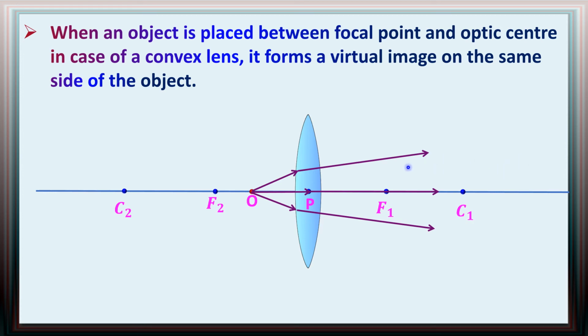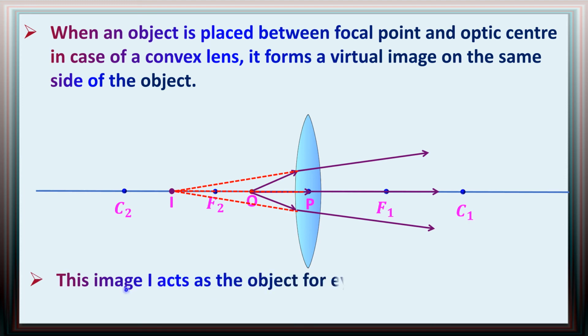Then what you have to do? We have to extend all the refracted rays backwards, and wherever these extended refracted rays meet, at that point the image will be formed. So let us extend these three refracted rays backwards. The extensions of these three refracted rays meet here, so the image will be formed at this position. So I is the image.